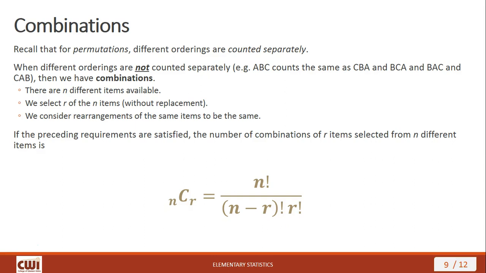Now, if you look closely at this equation, it looks a lot like the equation we were using for permutations. And in fact, it's exactly the same, with one minor but very important difference. In the denominator of this equation, we have an extra term, r factorial. This extra r factorial is what makes the difference between combinations and permutations.